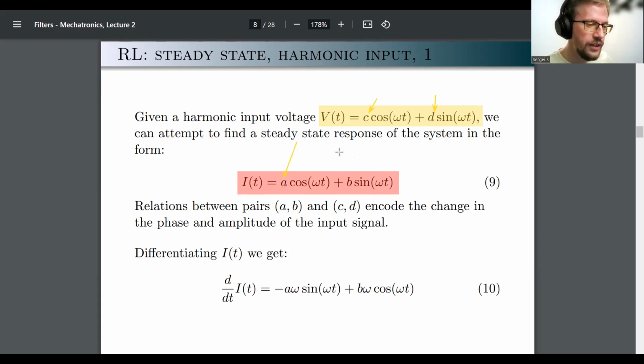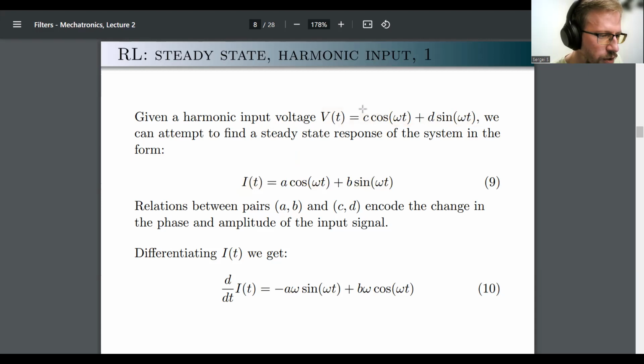So here I encode again the phase and amplitude by those two constants, A and B. So we have a series of 4 constants: 2 constants that determine the amplitude and phase of the input signal, and 2 constants that determine amplitude and phase of the output signal. Now what we want to find is the relation between the solution, the current, and the input. So we want to find the relation between the parameters of the current, amplitude and phase, and the parameters of the input. That's what we want to find.